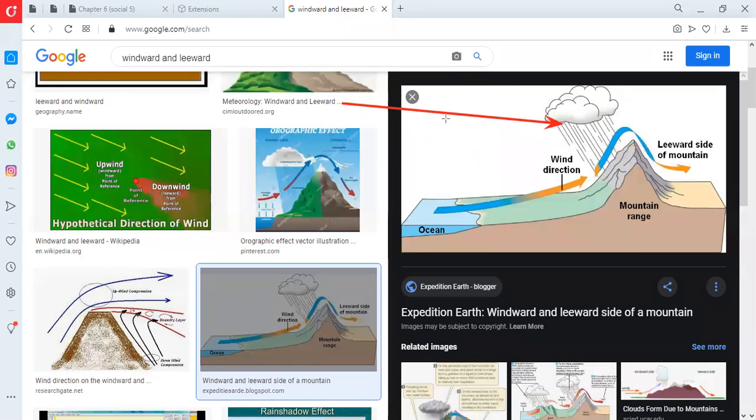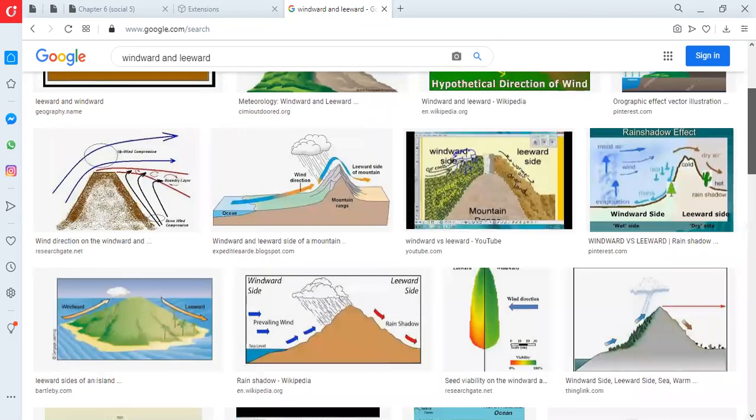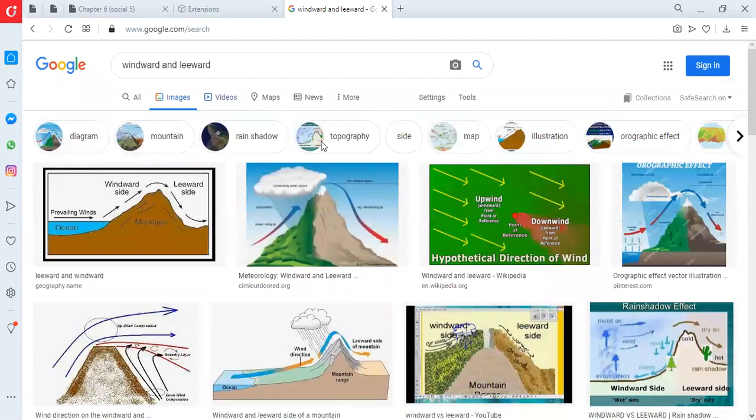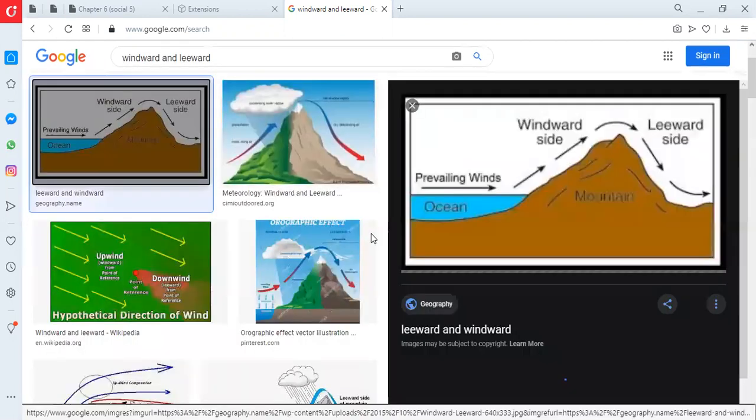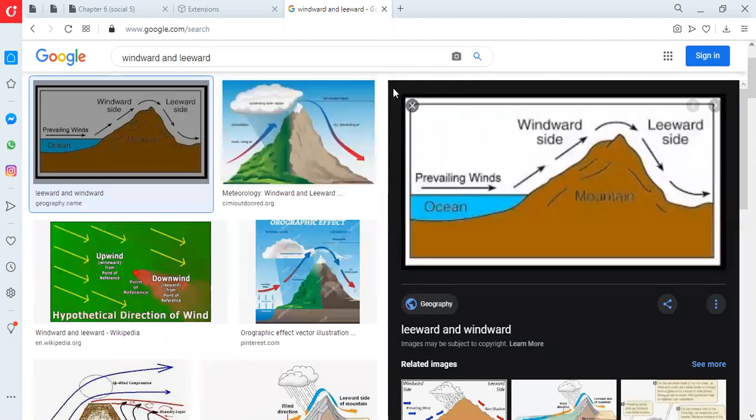If we see another picture, I will explain that picture also. If you see this picture, this one, this is another picture explaining the windward and the leeward. In this, there are two sides. Windward, there is wind, but on the leeward side the wind will not go there. So the rain is only on the one side.